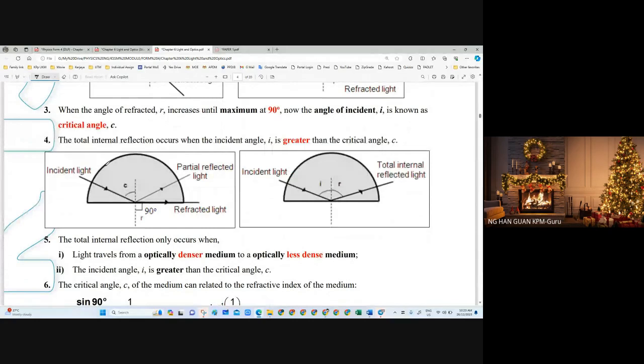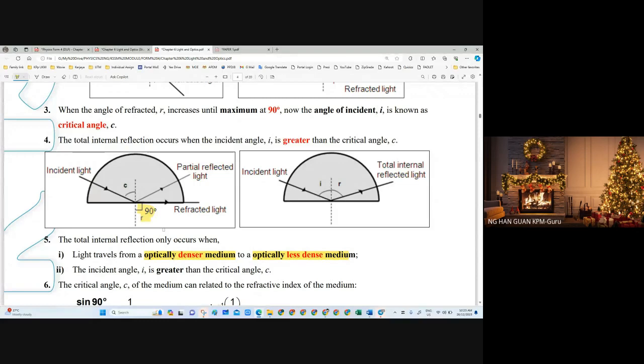So to let total internal diffraction occur, not only focus on the critical angle; another most important thing is what? The light must travel from an optically denser to an optically less dense medium. Because only with that will our angle R in the less dense medium get bigger and bigger until it comes to the maximum of 90 degrees. Only then will angle R be bigger than angle I.